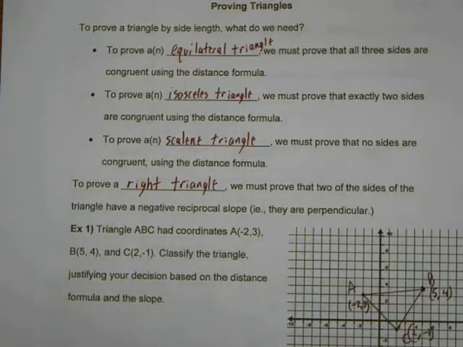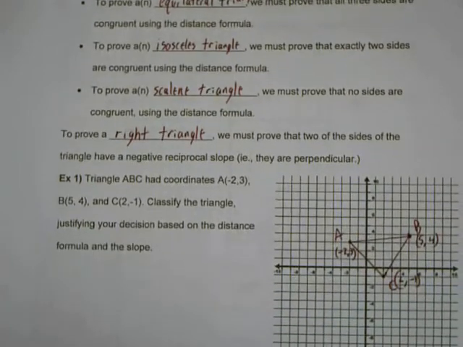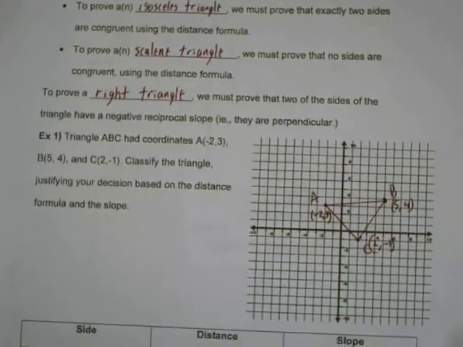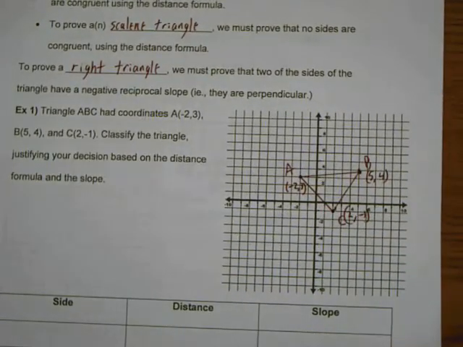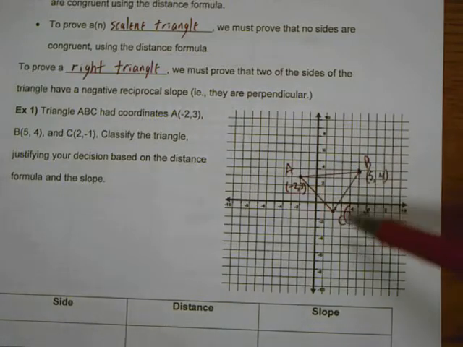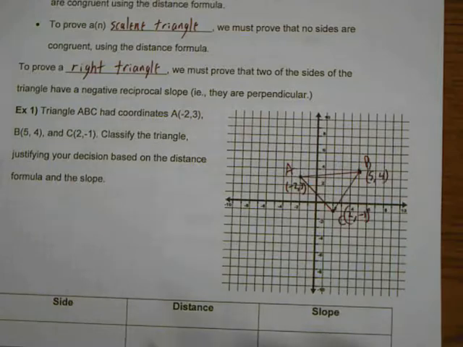So let's jump into an example. We have triangle ABC, and it has coordinates A at -2, 3. It has a point at B, which is 5, 4, and a point at C, which is 2, -1. So the first thing that I've done is I've gone ahead and graphed this on my coordinate plane that was provided. I've labeled my vertices as A, B, and C, and I've also gone ahead and put in the ordered pairs. That's going to help me when I come down and make a table, similar to what we did last night, in just a minute.